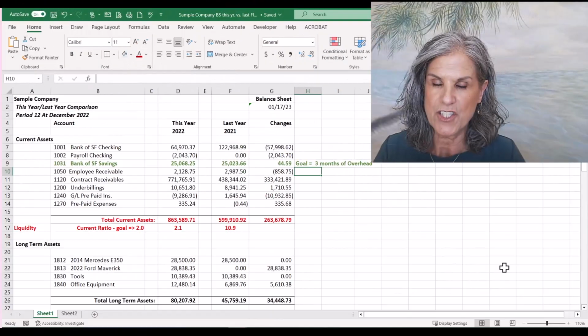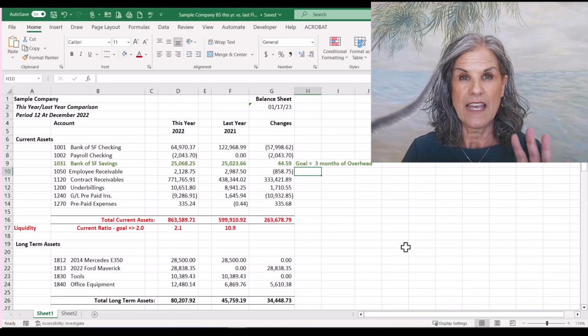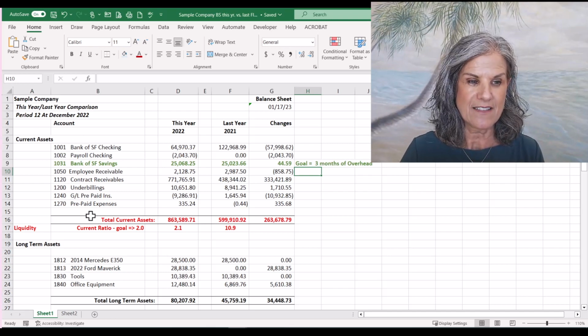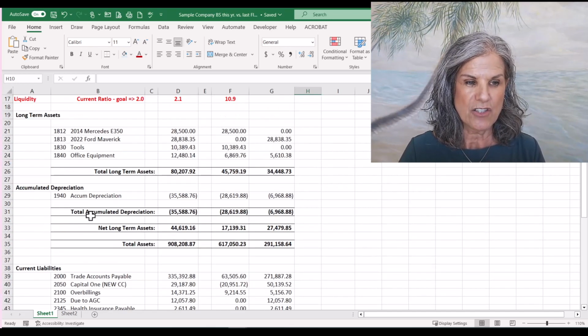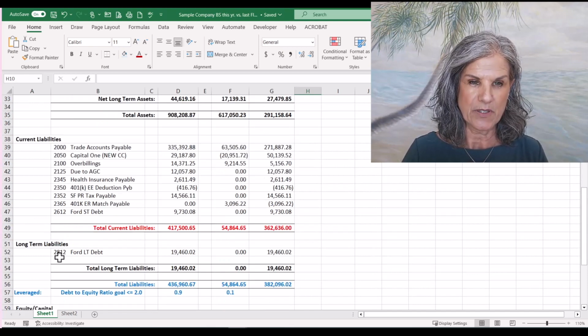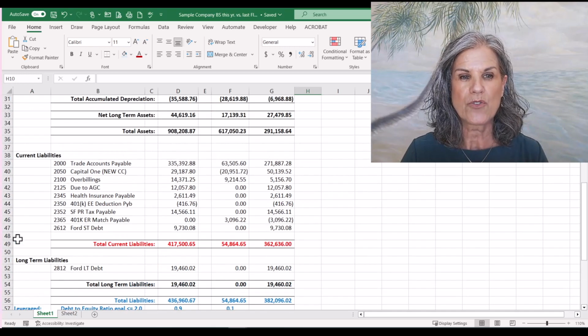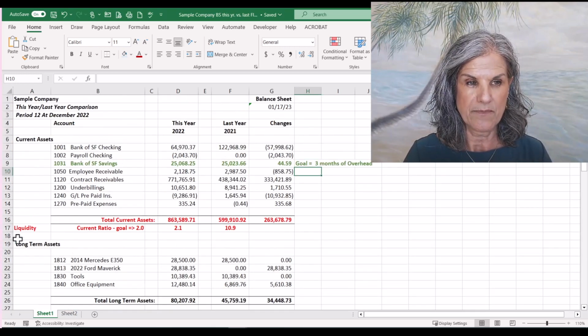So this is a balance sheet, and the balance sheet has 3 key sections. The first section is assets. The second section of your balance sheet is liabilities. And the third section is equity. So I'm going to go through each of those sections one at a time.